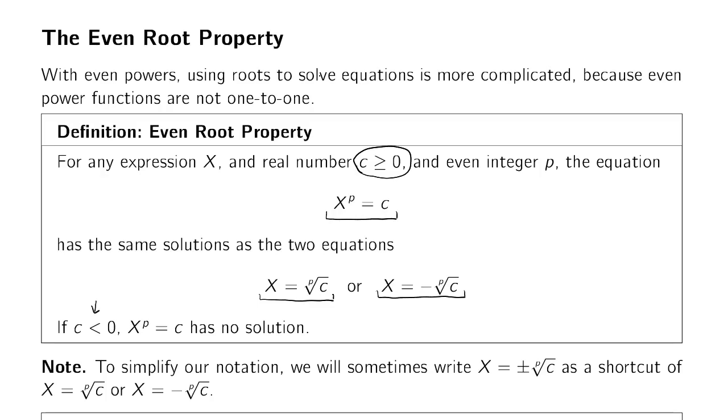If we have a negative number, this equation just straightforwardly has no solution. The good news is we can recognize that it has no solution and stop. The bad news is we have an equation with no solution.